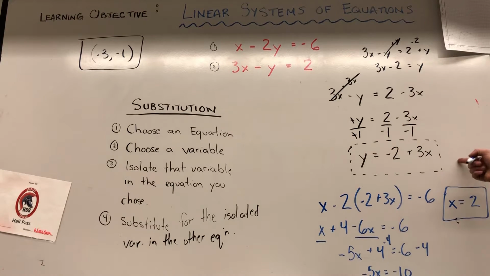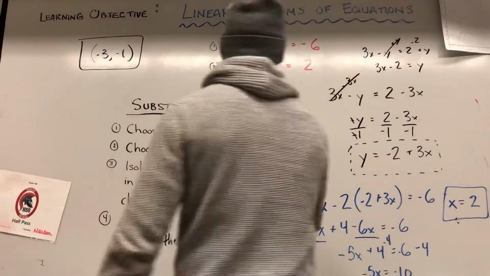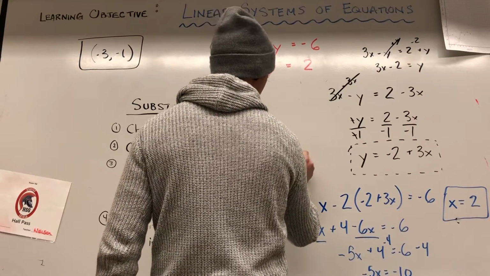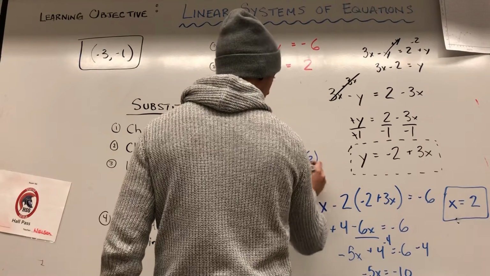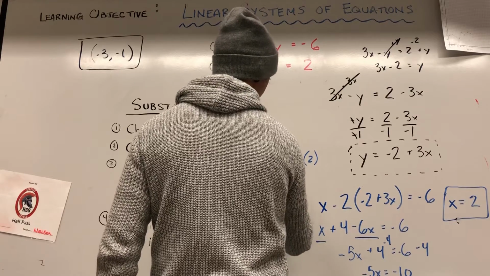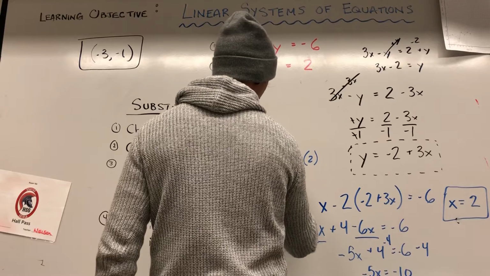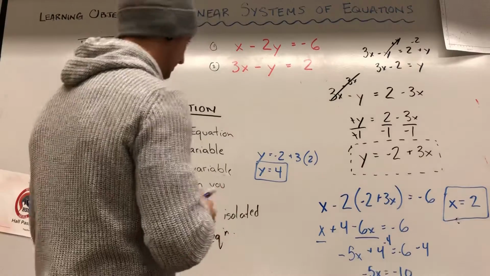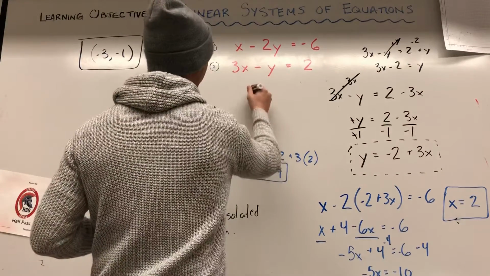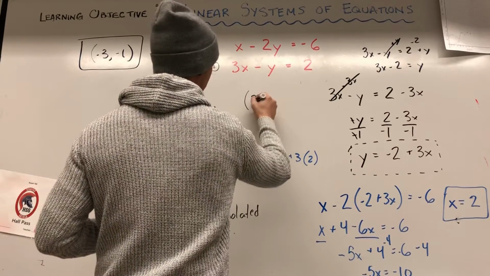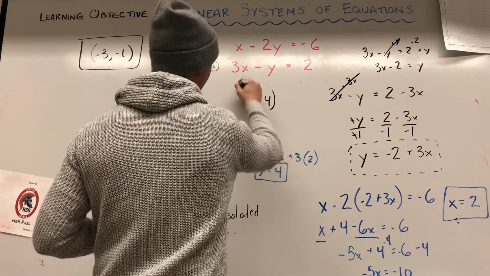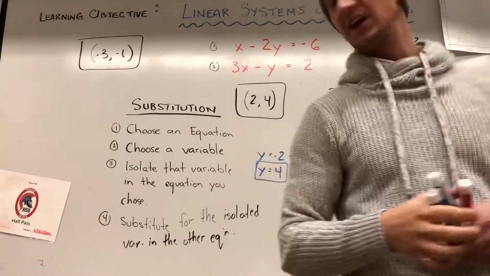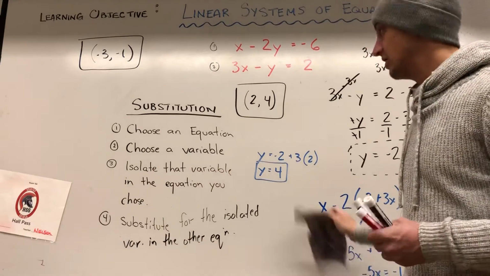And then I go back to my equation for y to figure out what y is when x is 2. So I get y is equal to negative 2 plus 3 times 2, which is negative 2 plus 6, is 4. So in this case, my intersection, or my solution, is at 2, 4. x is equal to 2, y is equal to 4. Not so bad, right? Just a lot of accounting. Taking care of numbers here.